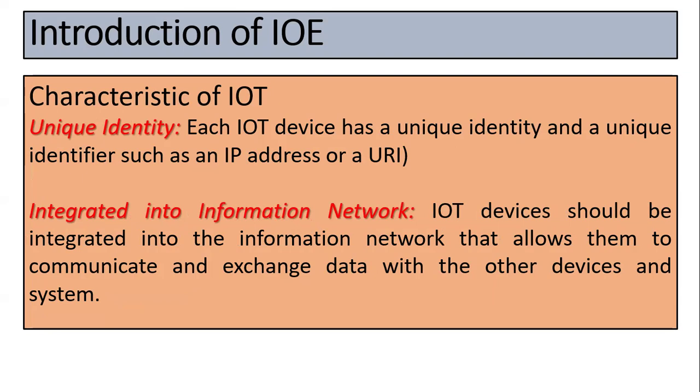There are RFID codes available. Then there is a QR barcode available for identifying devices. So there are many methods which we are going to see. Then next, integrated into information network. The devices should be integrated into the information network that allows them to communicate. That is important. So these are the five characteristics an Internet of Things system should have.